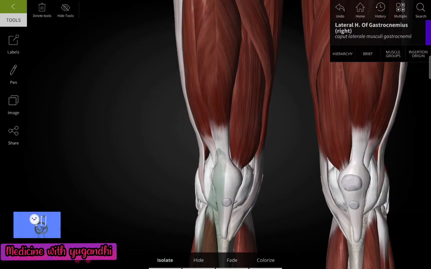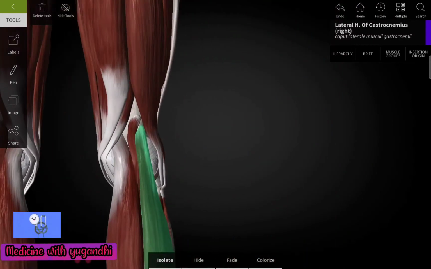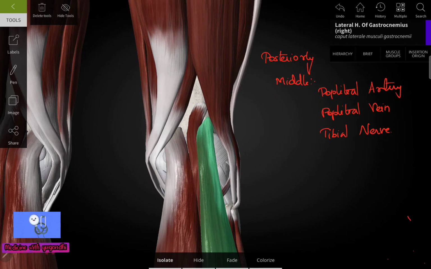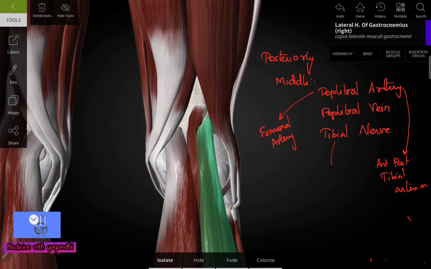Now coming to the posterior relations. Posteriorly, in the middle, it is related to the popliteal vessels, the popliteal artery and the popliteal vein. Blood vessels and nerves are not shown in this 3D image. Then it is also related to the tibial nerve. The popliteal artery is nothing but the continuation of the femoral artery, and this divides into the anterior and posterior tibial arteries. The tibial nerve is a branch of the sciatic nerve, which arises from the sciatic nerve along with another nerve called the common peroneal nerve.